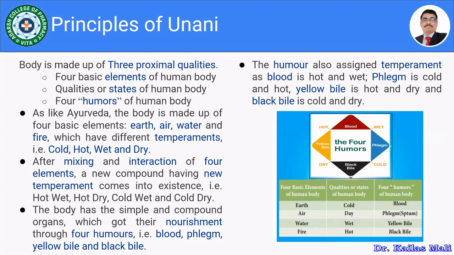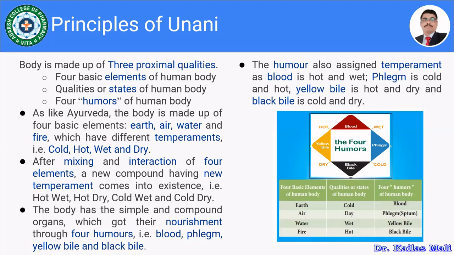So, in the Unani system of medicine, the body is considered to be made up of these three proximal qualities: the four basic elements, the qualities or states, and the four humors of the human body. The four basic elements are earth, air, water, and fire. Then the qualities or states of the human body are cold, dry, wet, and hot. And the four humors are blood, sputum, also known as phlegm, yellow bile, and black bile.